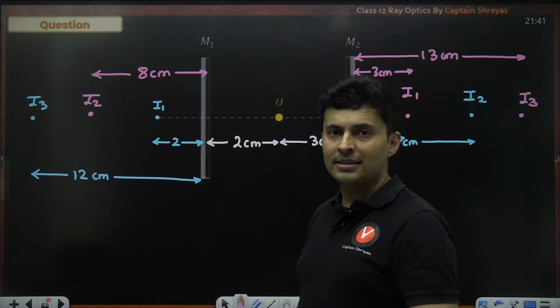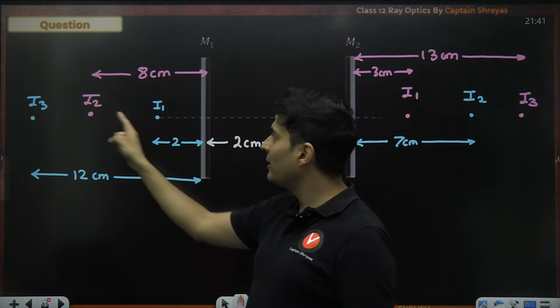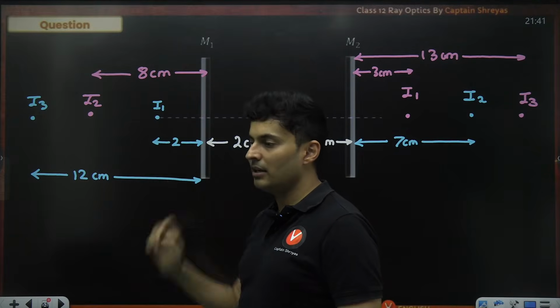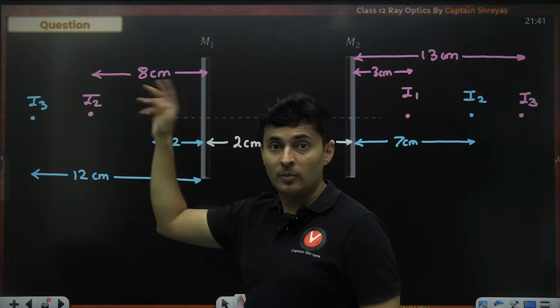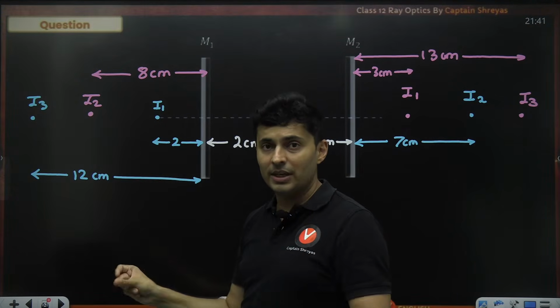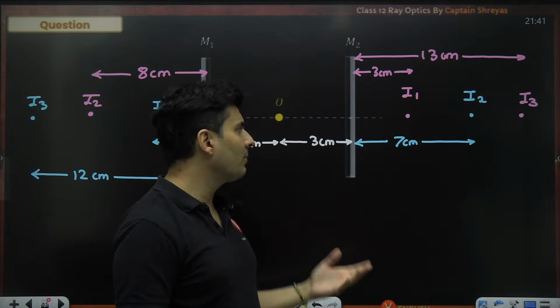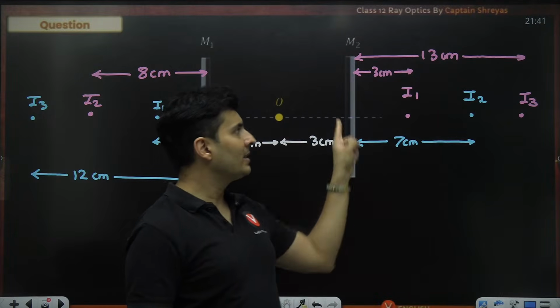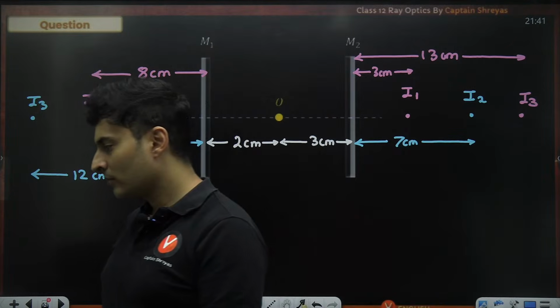So if a question is asked, which is the second image behind mirror 1, then the answer will be 8 centimeters behind mirror 1. Okay, don't ignore this. This is formed as a result of multiple reflections. So this is the second image. If the question is which is the third image behind mirror number 2, the answer will be at a distance of 13 centimeters behind mirror 2. Got it?